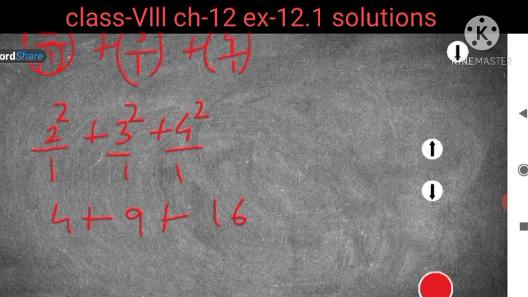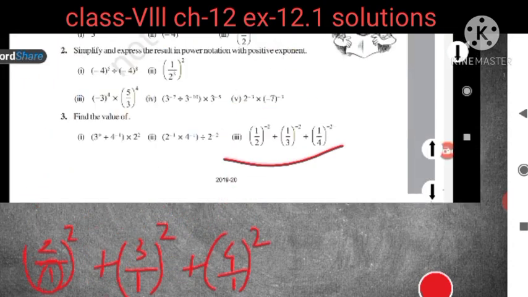Now when you add all these values, how much will you get? You will get 29. So what is the answer? The answer for this question will be 29. Okay, 29 is the answer. Hope you have understood. So in this way you have to solve. Now come to the next question.